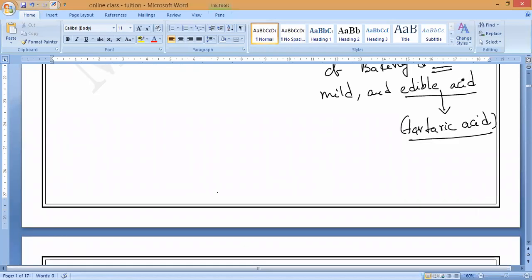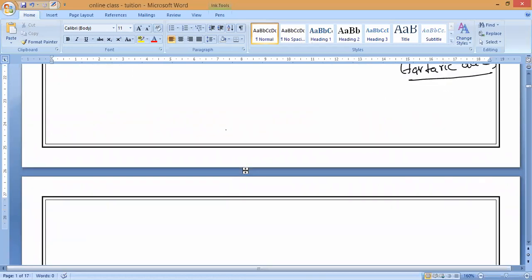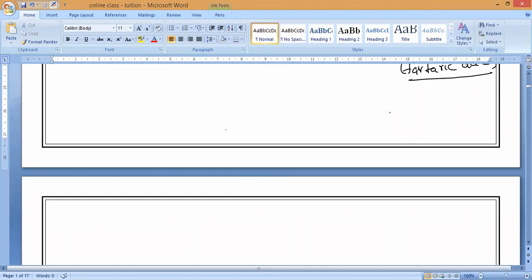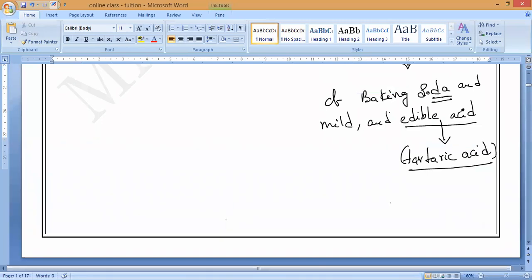So that is tartaric acid, the edible acid. Now, when this baking powder mixes with water, in the dough made for baking cake or bread, the sodium hydrogen carbonate reacts with the tartaric acid to evolve carbon dioxide gas. They evolve what? Carbon dioxide gas.